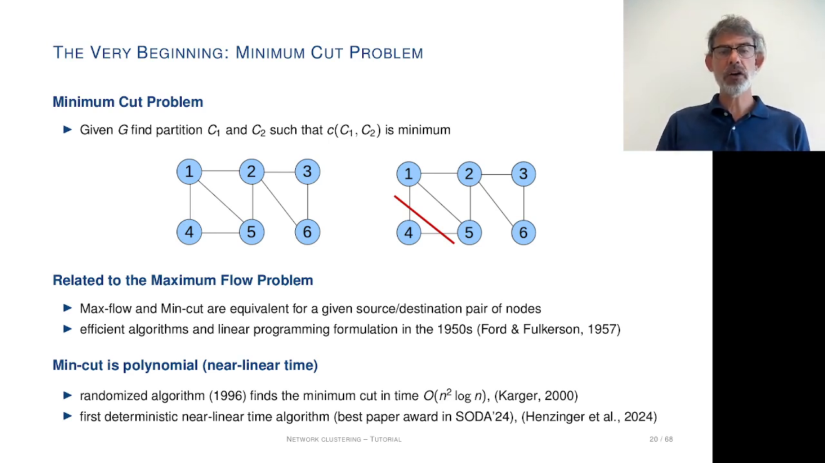A randomized algorithm that provides the minimum cut in time O(n squared log n) was proposed in 1996, and the first deterministic near linear time algorithm was proposed only in 2024, this year. The paper that proposed this algorithm was published in SODA, an important conference in algorithms, and it received the Best Paper Award. So here's an example of a very classic problem still being tackled by theoretical computer scientists.